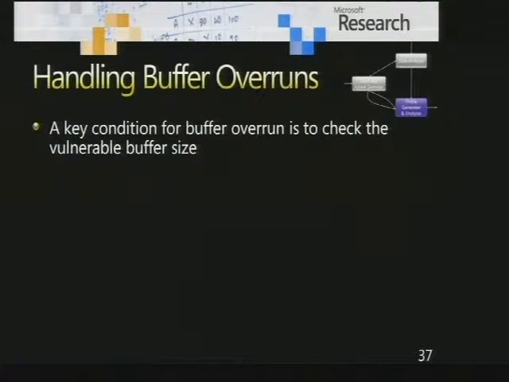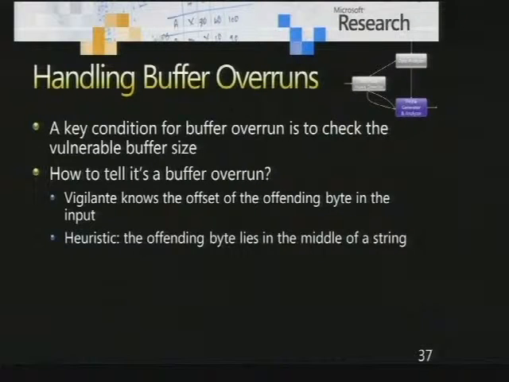The key reason we want to handle buffer overrun first is that buffer overrun is very common. Second, a key condition for buffer overrun is to check the vulnerable buffer size. And how do we tell? First, we need to solve the problem of how to tell it's a buffer overrun. We leverage a heuristic: if the offending byte returned by Vigilante sits in the middle of a string, in the middle of a buffer or byte array, then that's a buffer overrun.